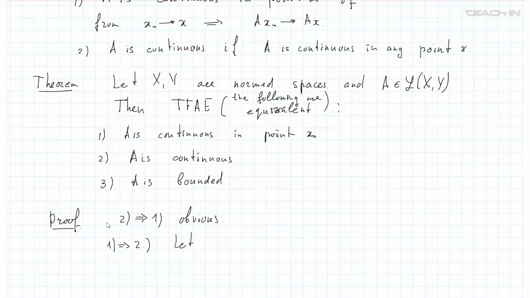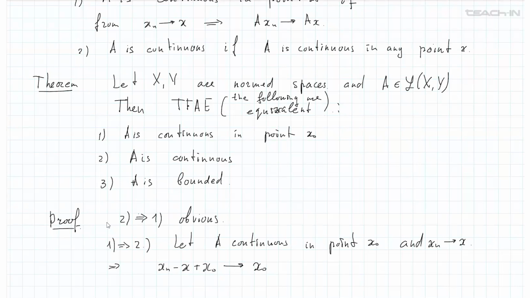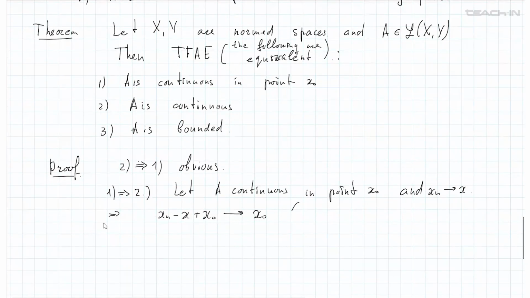So let A be continuous at point x0, and xn tends to some point x. Then it is easy to see that xn minus x plus x0, the method of shifting in linear space, of course, tends to x0, yes, because the difference xn minus x tends to 0.